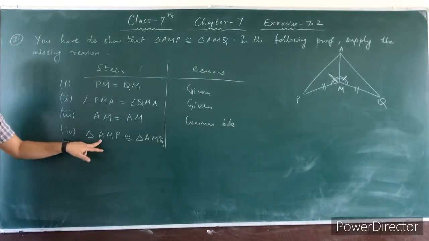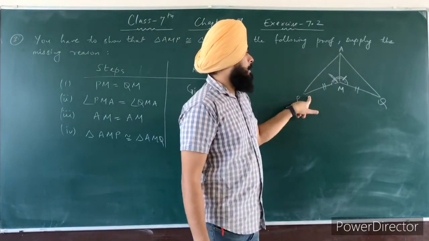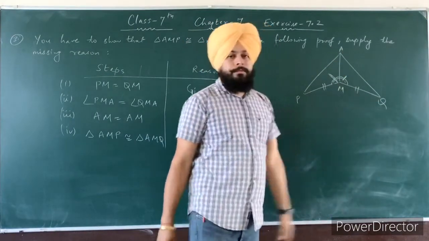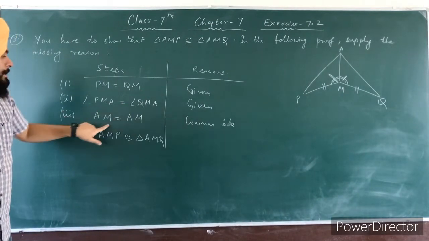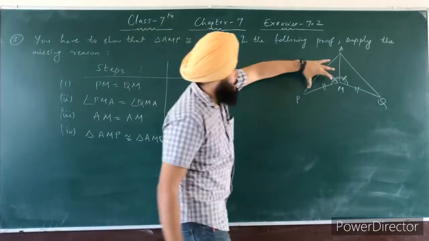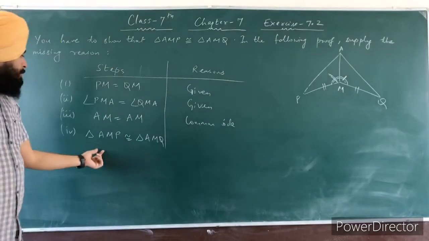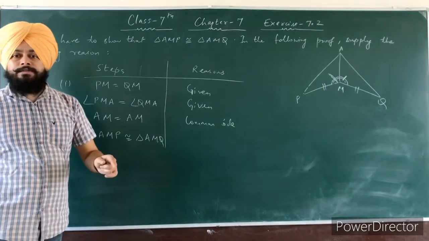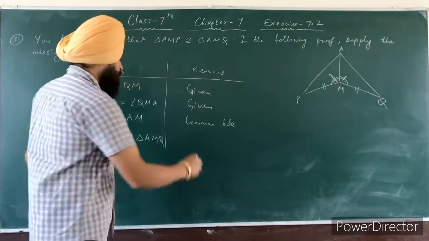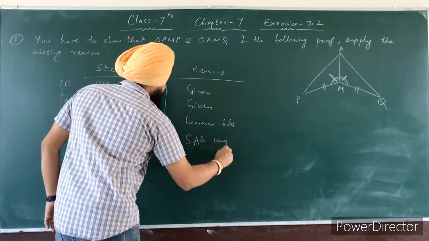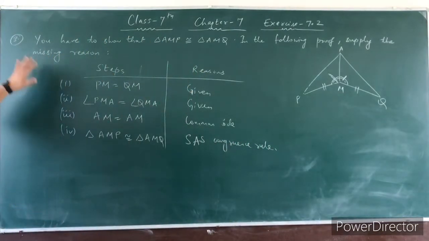Last one is triangle AMP congruent to triangle AMQ. Yes, because this is side, this is angle, and this is side. You can see here side, angle, side. So by which congruence rule both of these two triangles are congruent? By SAS congruence rule. S stands for side, A stands for angle, and S stands for again side. So you can write here SAS congruence rule. Okay students? So this is your question number 3.